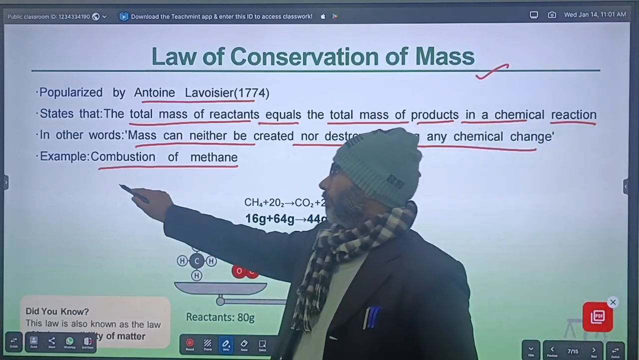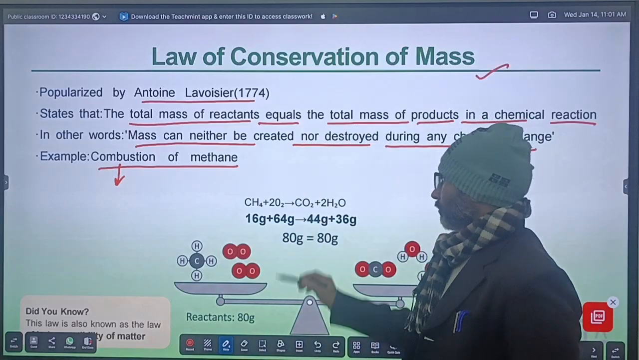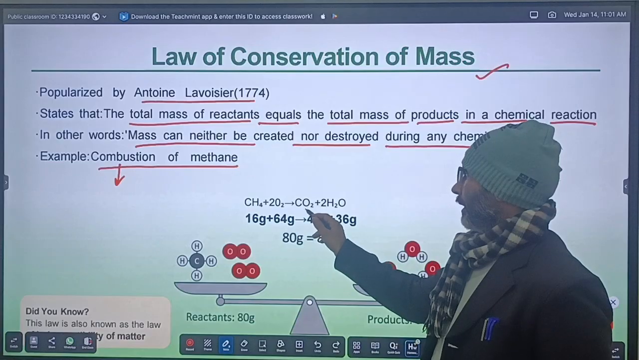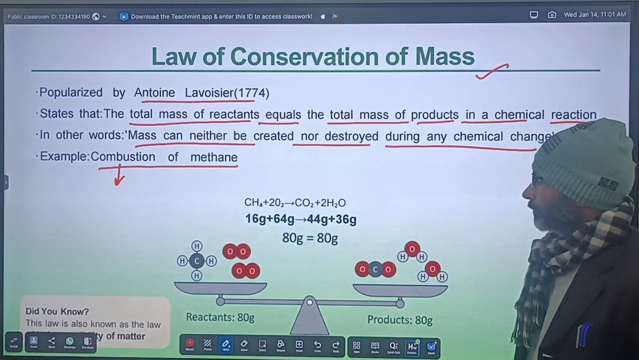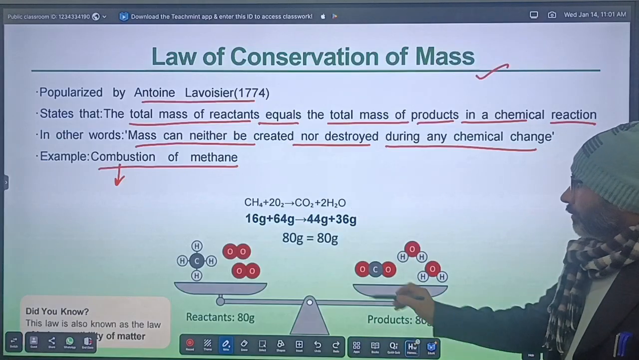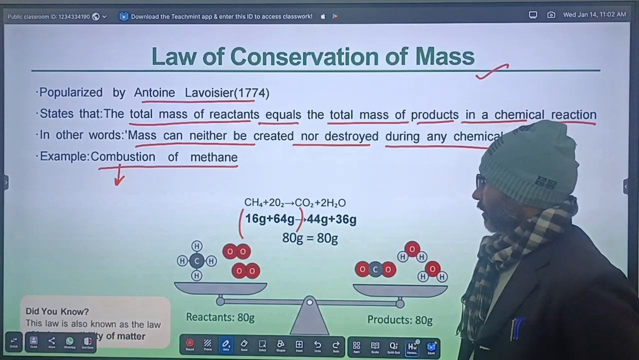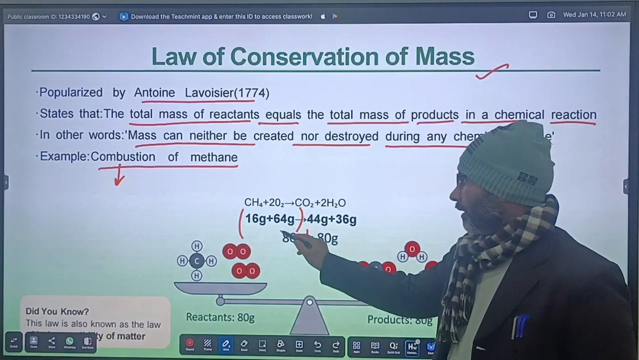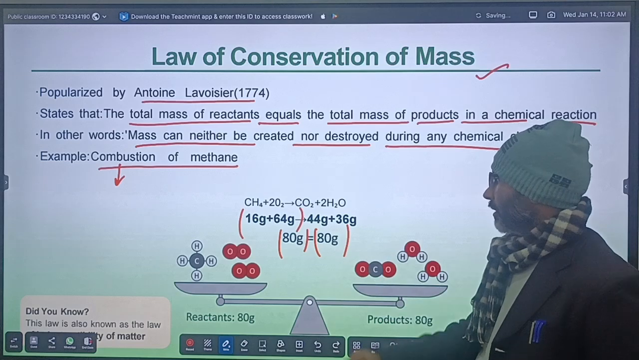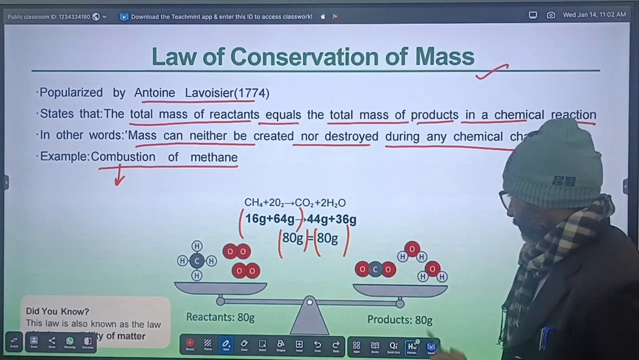Combustion is an oxidation reaction, a combination with oxygen. Methane combines with oxygen and gives CO2 and water. CO2 is carbon dioxide and water is H2O. So, the mass before the change is 80 and after the change is also 80, meaning mass is conserved. Mass does not change during any chemical change.